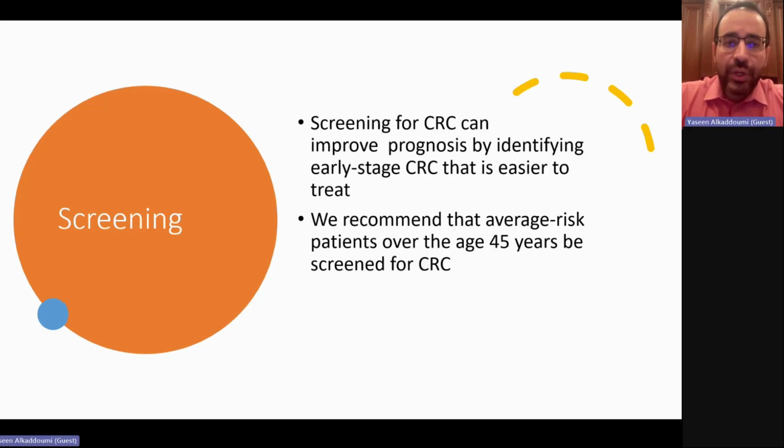Screening for colorectal cancer can improve prognosis by detecting an early stage cancer that we can easily treat and hopefully cure. And the recommendation for now is for average risk patients to start screening at the age of 45 by doing colonoscopies.